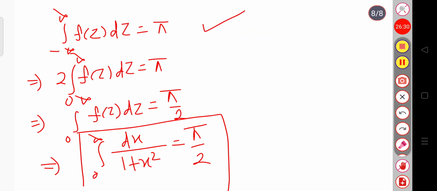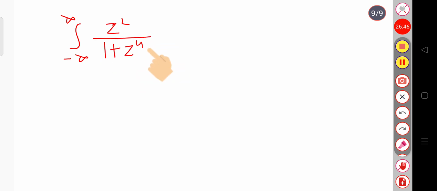I am giving you one homework question. So you have to calculate for minus infinity to plus infinity z square divided by 1 plus z power 4 dz. Okay, you have to solve this. This final result will be pi by root 2. Just try to solve this.